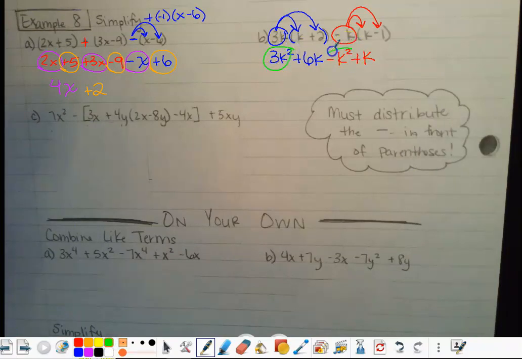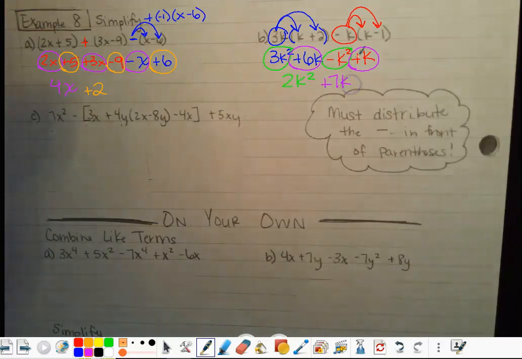3k squared is like negative k squared. So 3k squared plus negative k squared is 2k squared. And a positive 6k plus k, well, 6 plus 1 is 7k. Because remember, this is a 1k. We just don't write it.